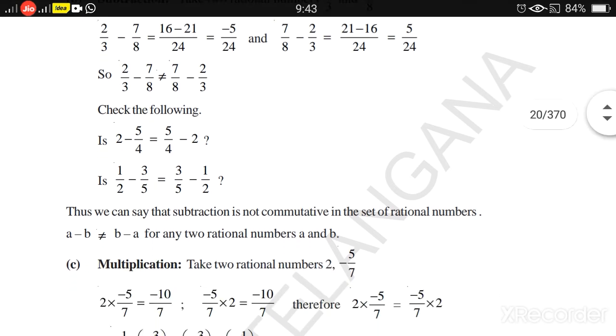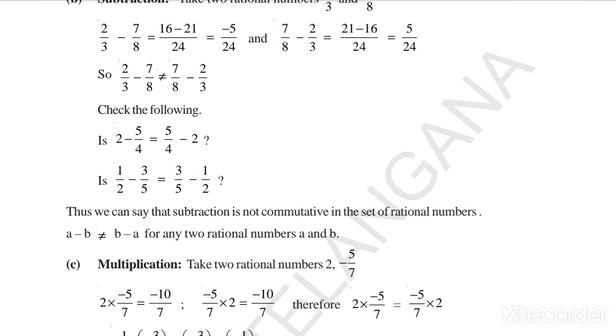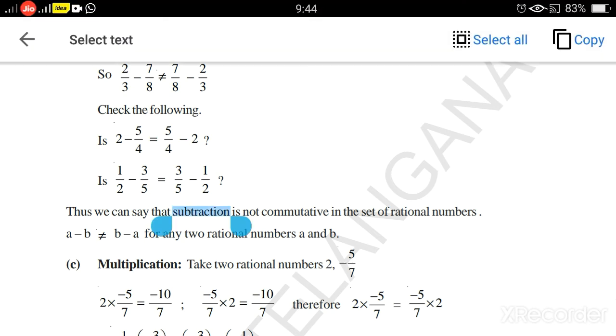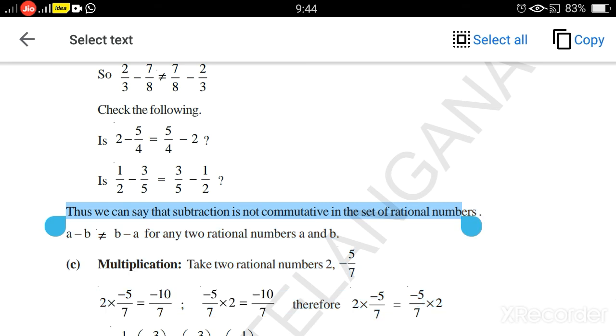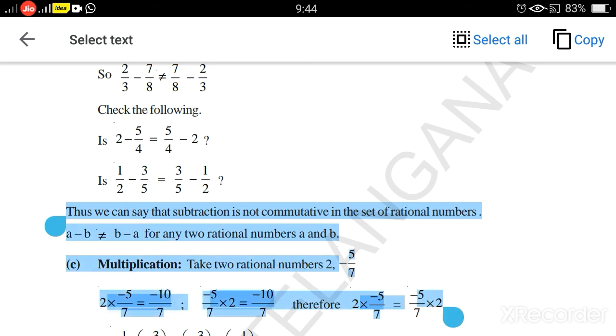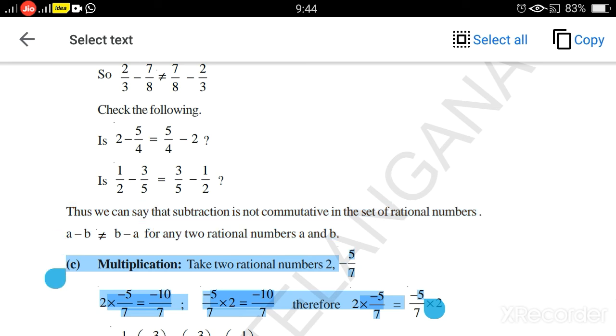So we conclude that subtraction is not commutative in the set of rational numbers, that is, a minus b and b minus a are not equal for any two rational numbers a and b. Now I am going to discuss multiplication.